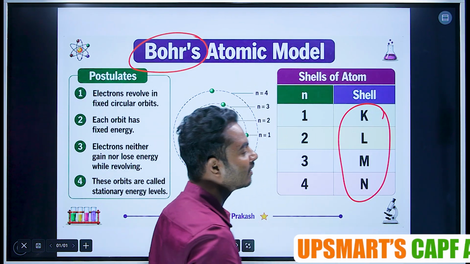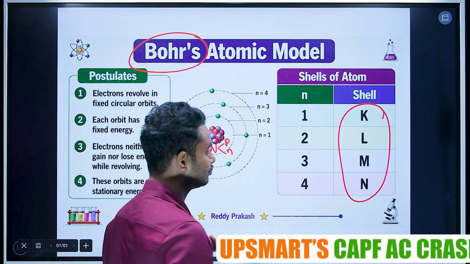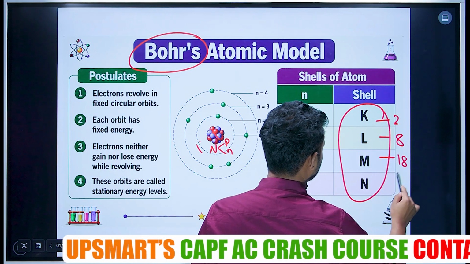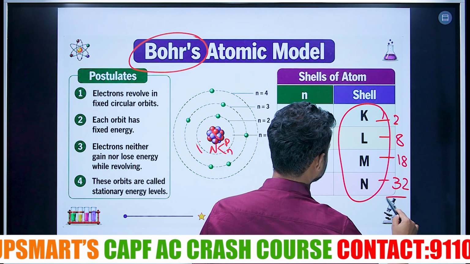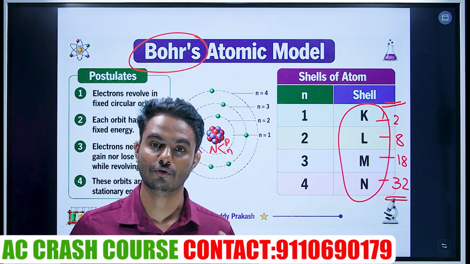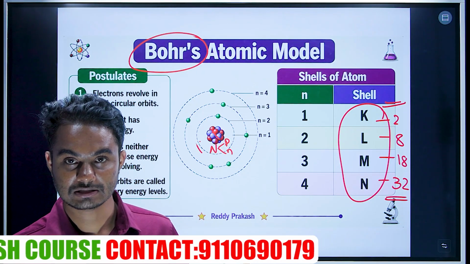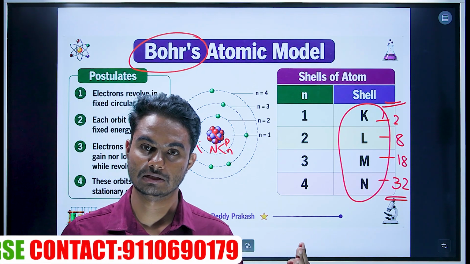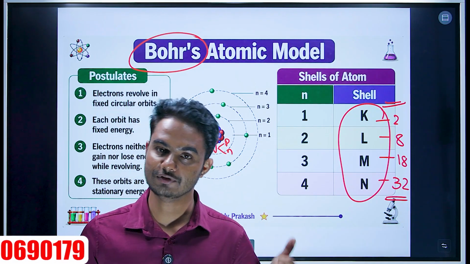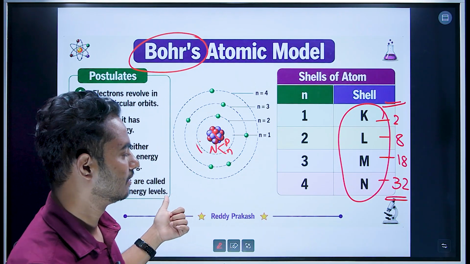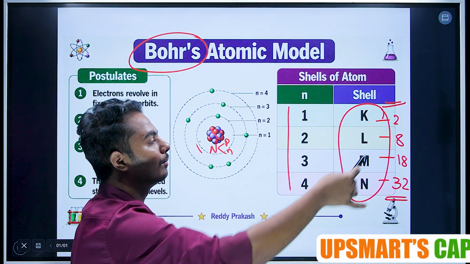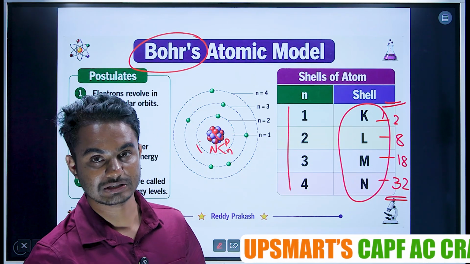The maximum number of electrons in each shell is 2, 8, 18, 32. You know this as well; we discussed it earlier. This is useful in the calculation of electronic configuration, valence electrons and valency. All these three are different: electronic configuration, valence electron, and valency, which we already discussed in the previous classes.